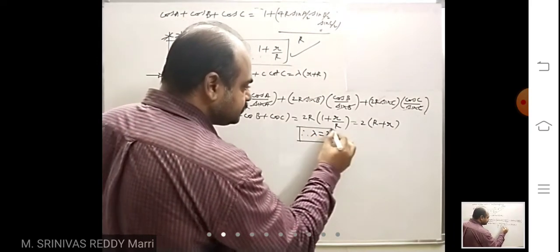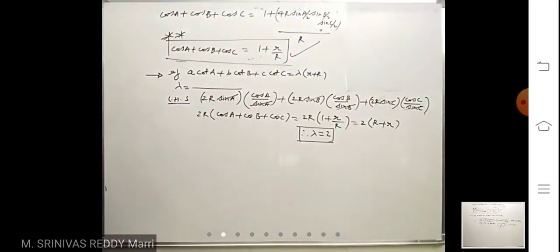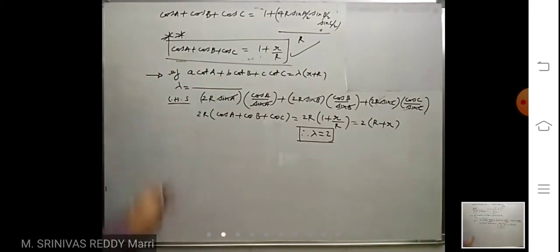Like that, how to use this? Cos A plus cos B plus cos C is nothing but 1 plus small r divided by capital R.